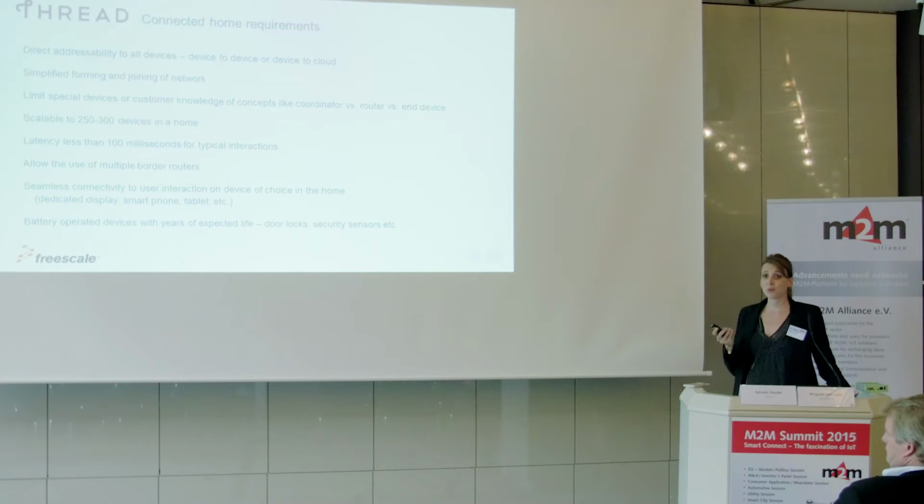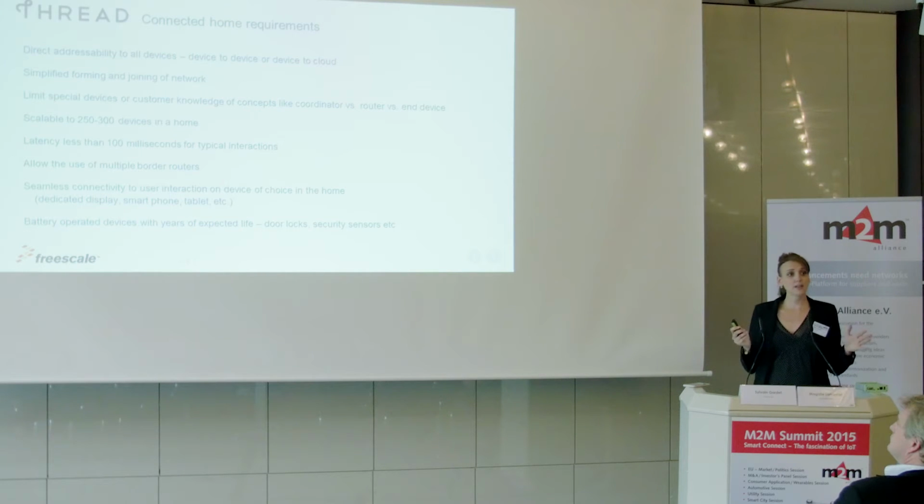If some of you are working within the smart home, you must be very familiar with all of these constraints. They want to have device-to-device or device-to-cloud accessibility. What is very important also is to be scalable from 250 to 300 devices. The latency is also very key, less than 100 milliseconds for a typical interaction. Allow the use of multiple border routers and also seamless connectivity to user interaction of devices in the home.